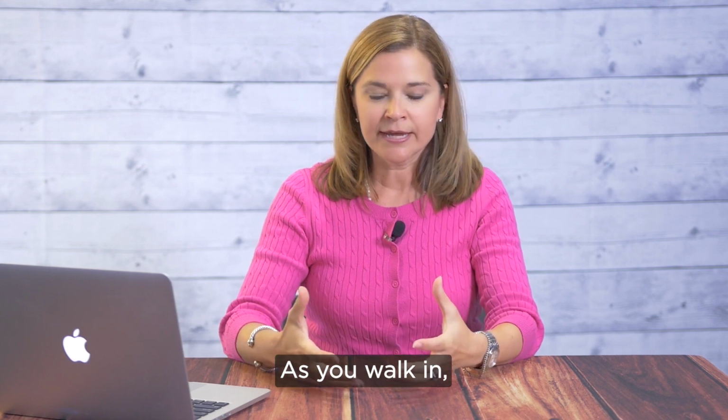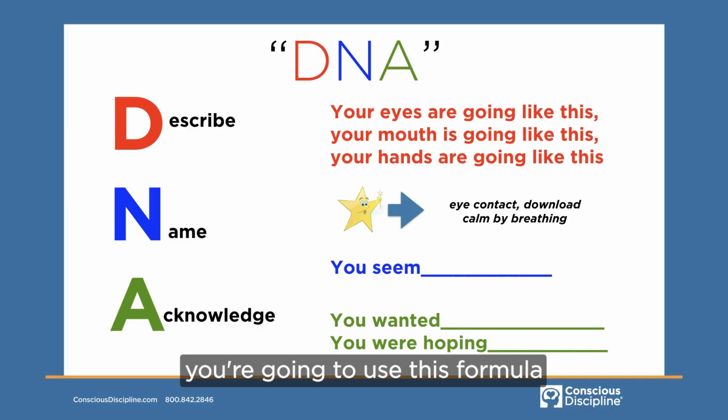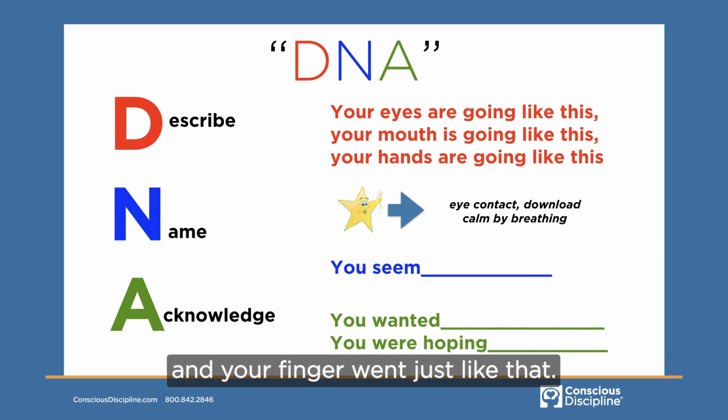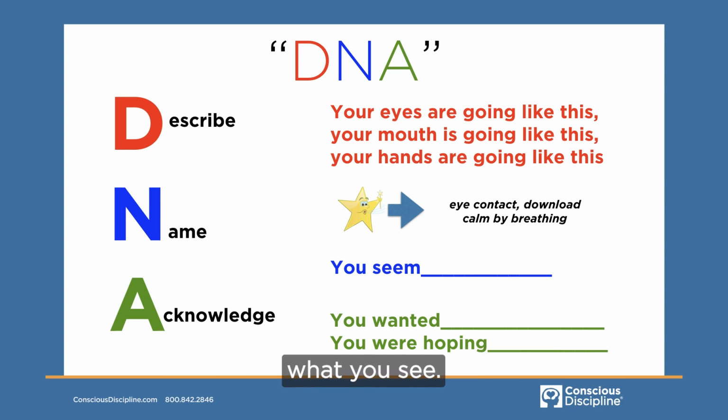As you walk in, you're going to use this formula that Dr. Bailey created called the D.N.A. process. So the first thing you're going to do, the D stands for describe. So you're going to describe the body. Your arm, your shoulder went like this, and your finger went just like that. So you're going to describe what you see.